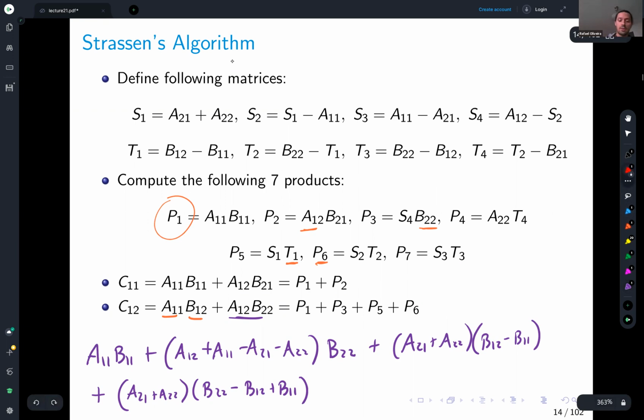So let's just circle the terms that we like. Well, we like A12 times B22. So this term is right here, so I'm just going to circle this guy. And then the other one is A11 times B12, right? So did I compute it correctly? A11 times B12.